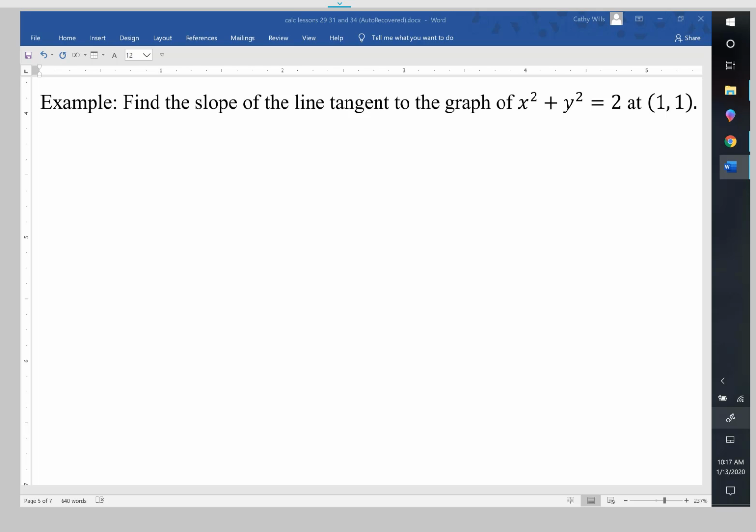And since y is not isolated in that problem and you can't really isolate it, that's when you have to use implicit differentiation. All right, so the slope of the tangent line is dy/dx. So that's what we're trying to find. So we've got x squared plus y squared equals 2. So the first thing we do is we find the differential of each term.